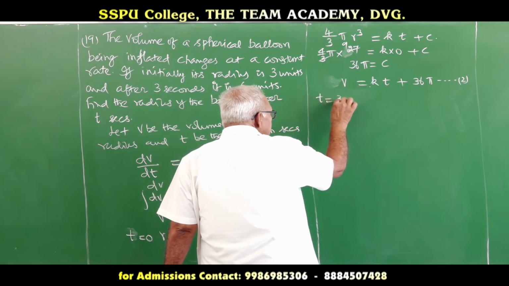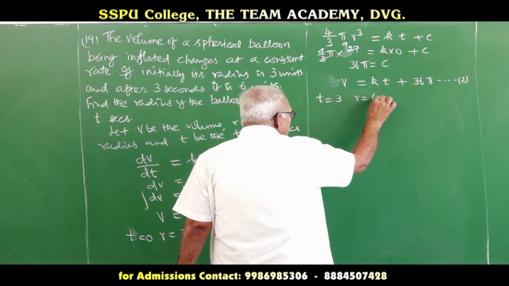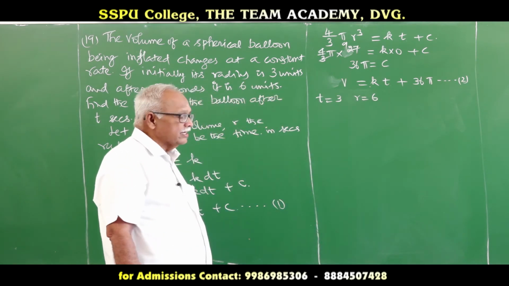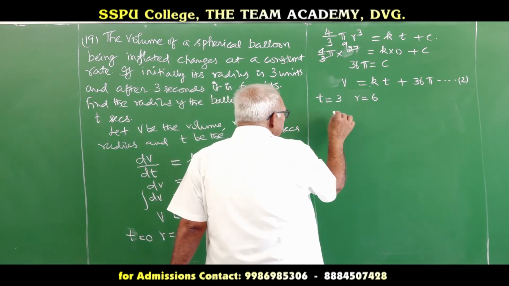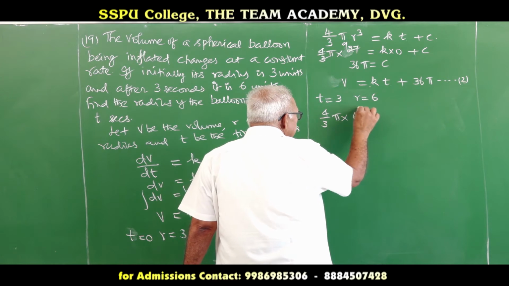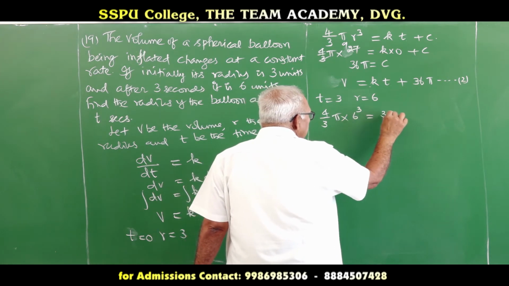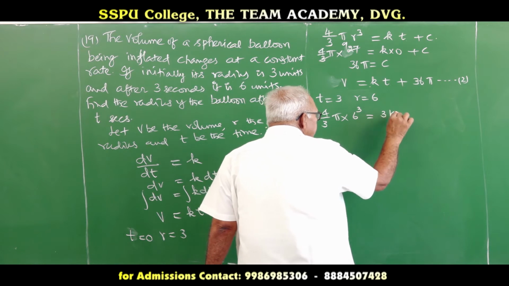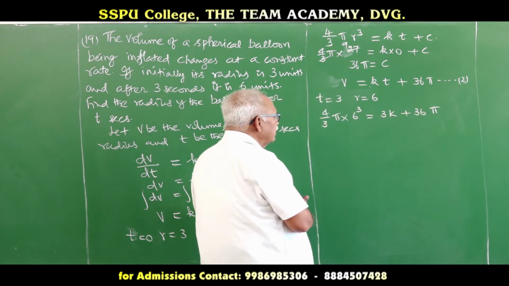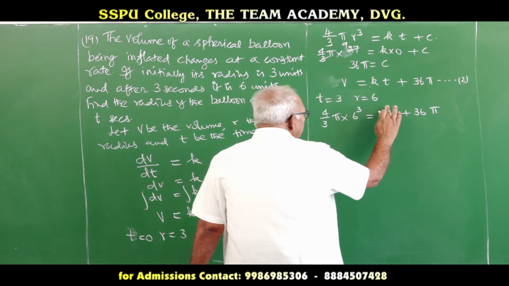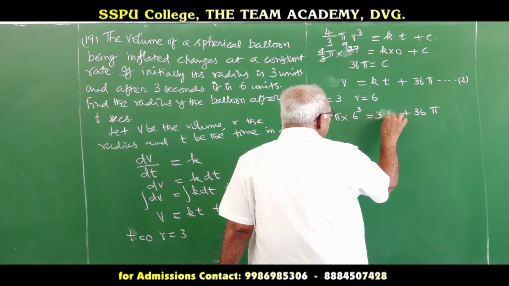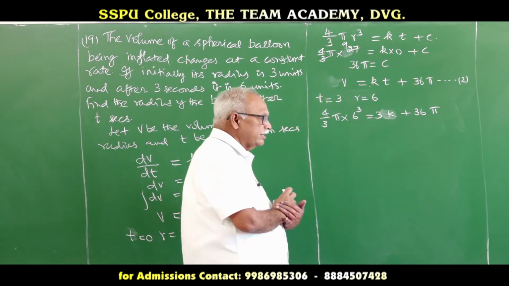Next we have to use the second condition. What is the second condition here? t is equal to 3, r is equal to 6. That is the second condition. Now for this condition, 4 by 3 pi into 6 cube is equal to 3 into k plus 36 pi. What is k? Have we calculated k? No, we have not calculated k. We have to calculate it now.